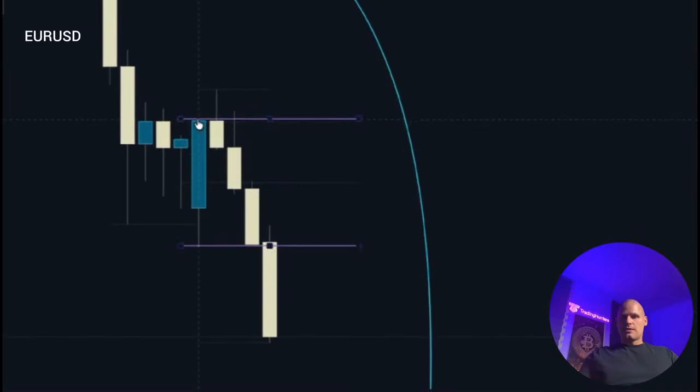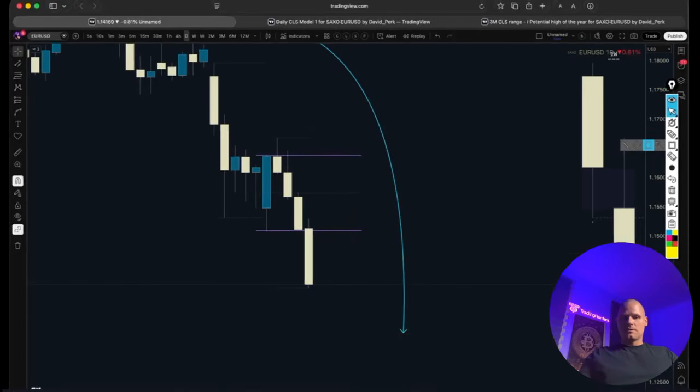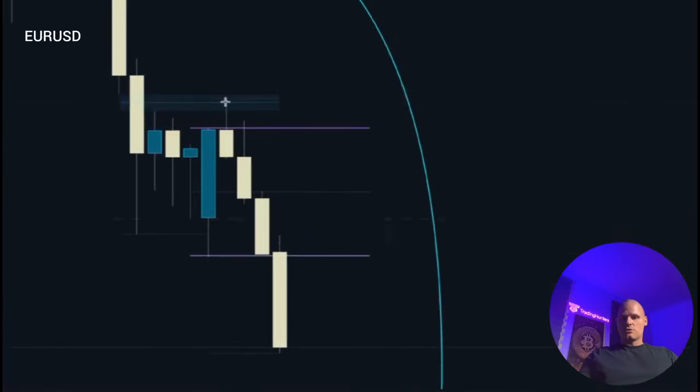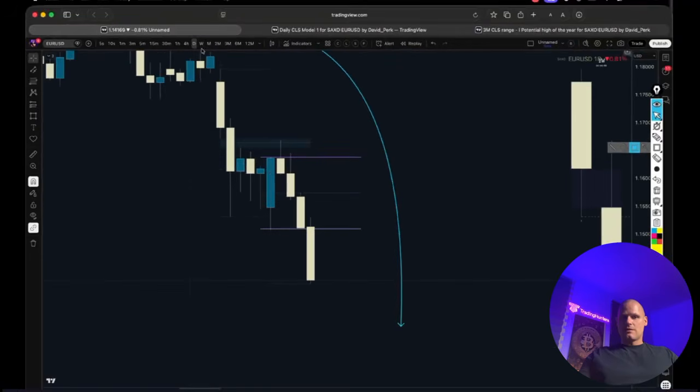We've been trading this manipulation of this range, but again, if you remember from a few moments before, there has to be a key level. So look, manipulation into this gap, so that's our key level.